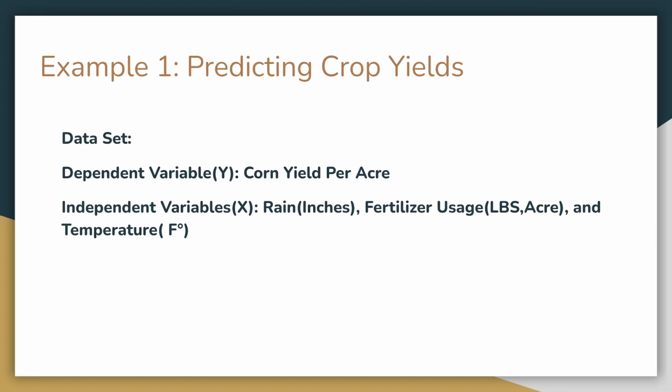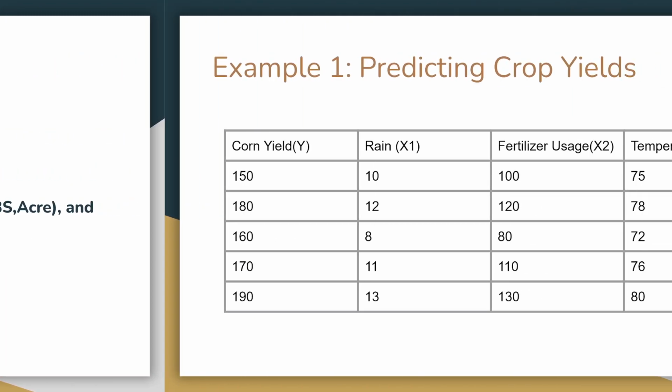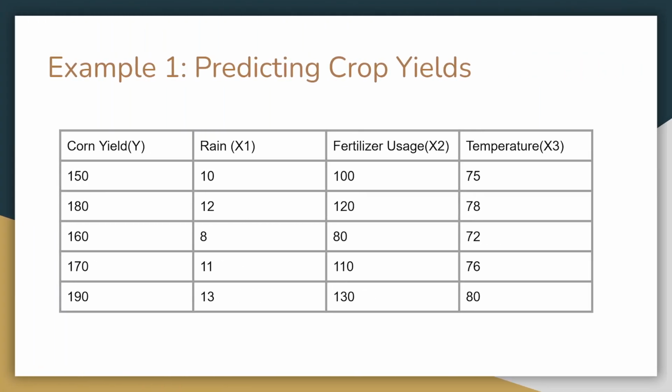Example 1. Dataset. The dependent variable is crop yield per acre. The independent variables are rain, fertilizer usage, and temperature. This is the gathered data. As you can see, we have corn yield, rain, fertilizer usage, and temperature.